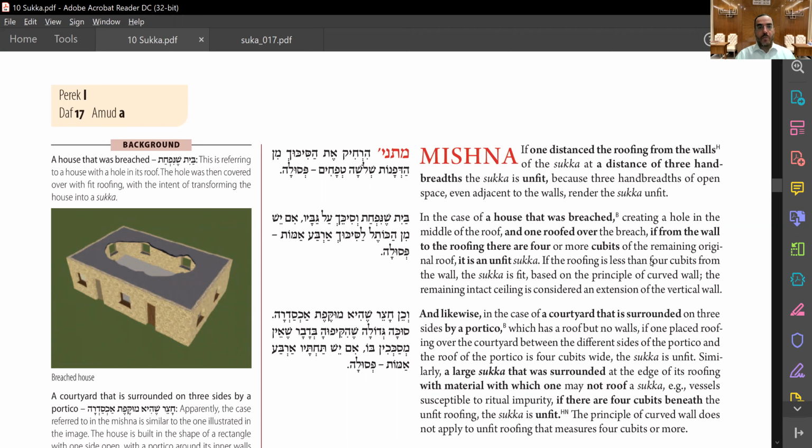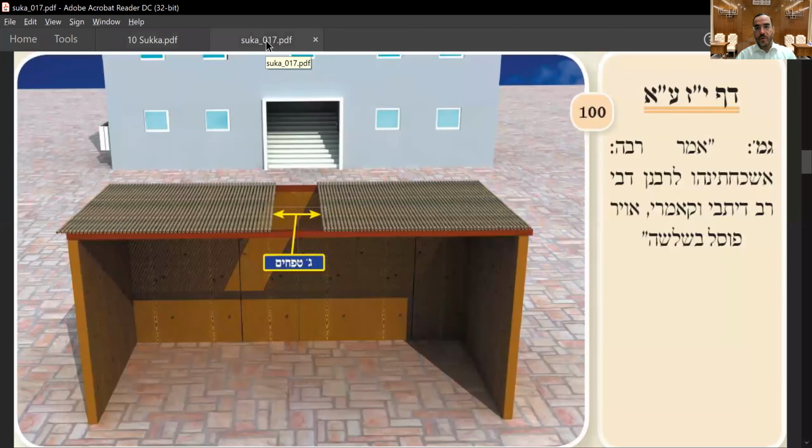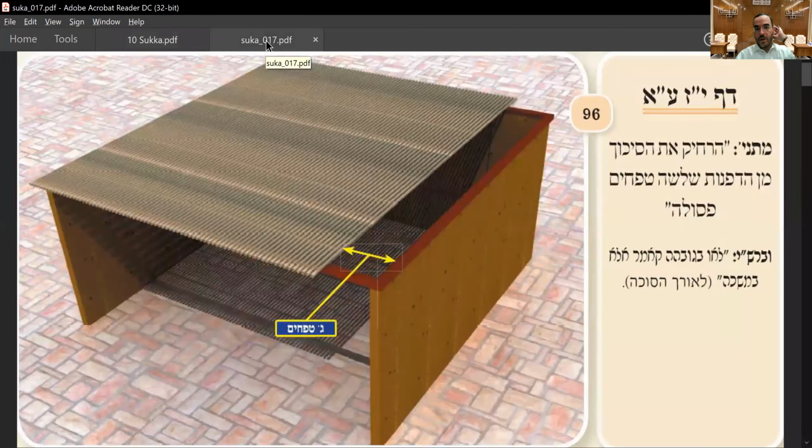Someone may have space between the edge of the sukkah and where the good proper sechach is, and if it's more than 3 tefachim, then it's no good. We're talking about empty space, not sechach pasul. So empty space, see the picture here. Like this, okay? Empty space between the top of the wall and the sechach.